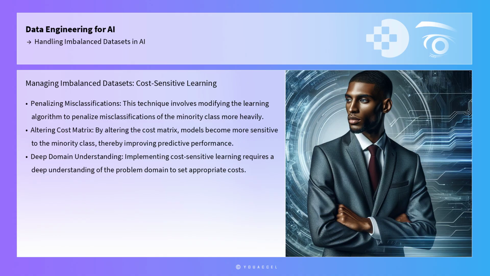For instance, in support vector machines, different penalty parameters can be assigned to each class, allowing for a more balanced decision boundary. Similarly, decision tree algorithms can incorporate cost-sensitive pruning to maintain a focus on minority class predictions. Implementing cost-sensitive learning requires a deep understanding of the problem domain to set appropriate costs, but it can significantly enhance model performance on imbalanced data.